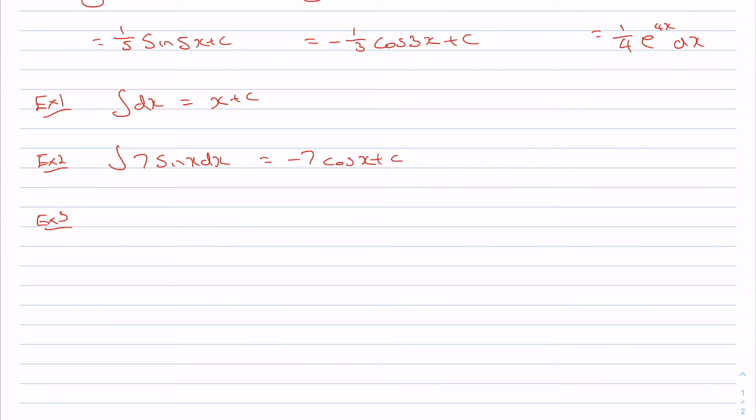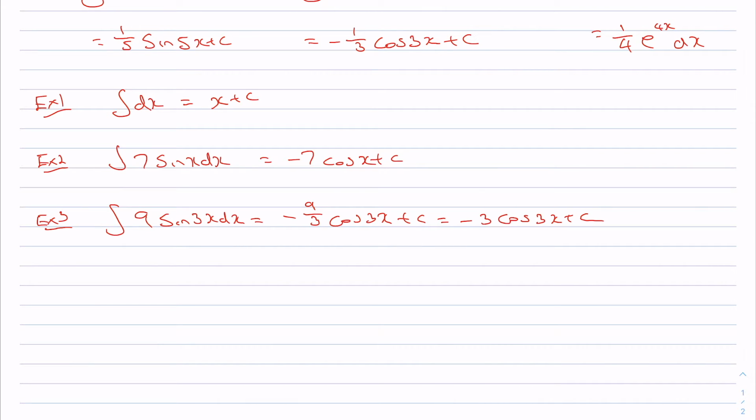Example 3. How about if it's the integral of 9 sine 3x dx? Well, we know that the integral of sine x is minus cos x, okay? So we would have the 3 coming out to become a division. So what's 9 divided by 3? I'll write a little bit more steps so I can show you what's happening. And then 3x stays as it is. So it'll be minus 3 cos 3x plus c.